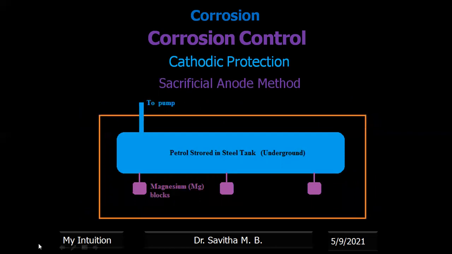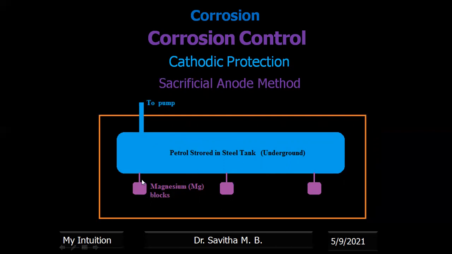See, there's an example. Generally, the sacrificial anode method is used in underground pipes, or a petrol tank stored in a steel tank, an underground tank, right? Here this is made up of steel. If you just keep it underground with only the steel, the condition is moist underground, moist soil will be there, and it will be attacking the steel. Therefore it will be corroding the steel.